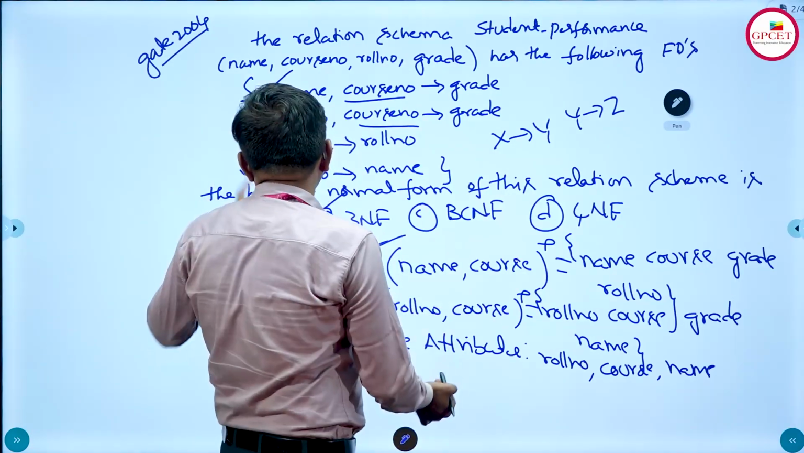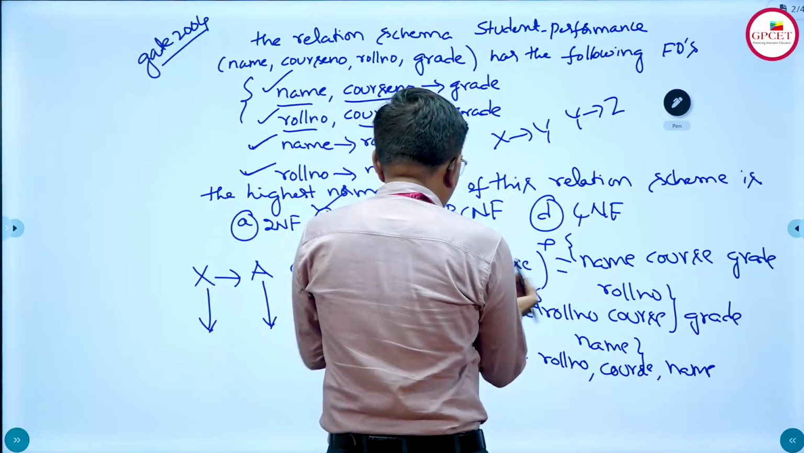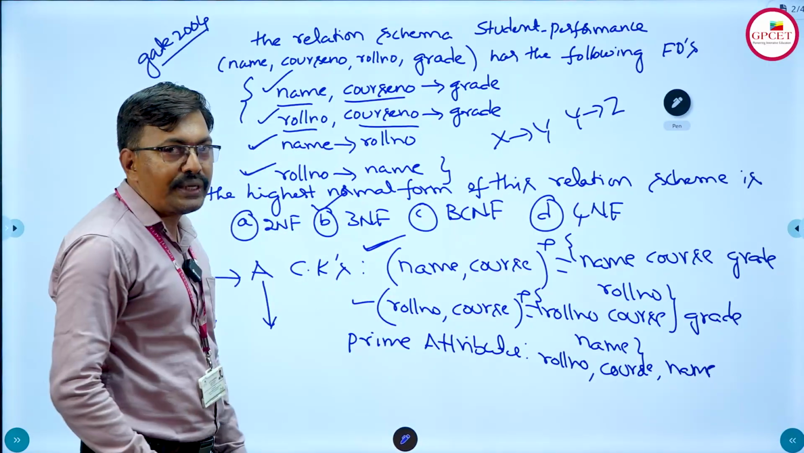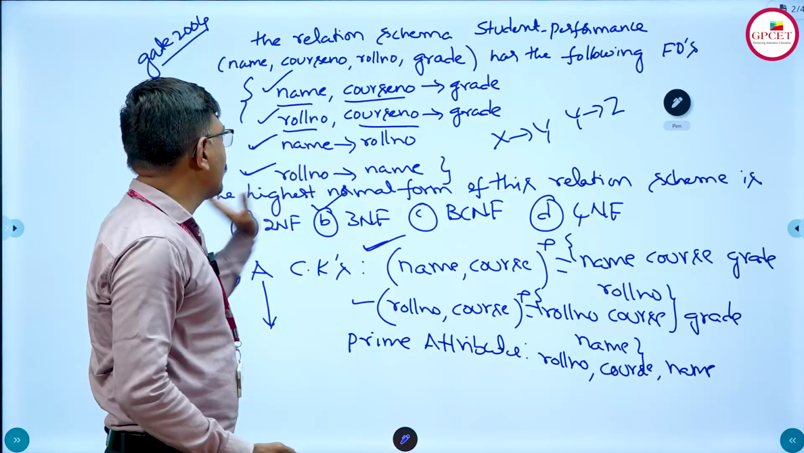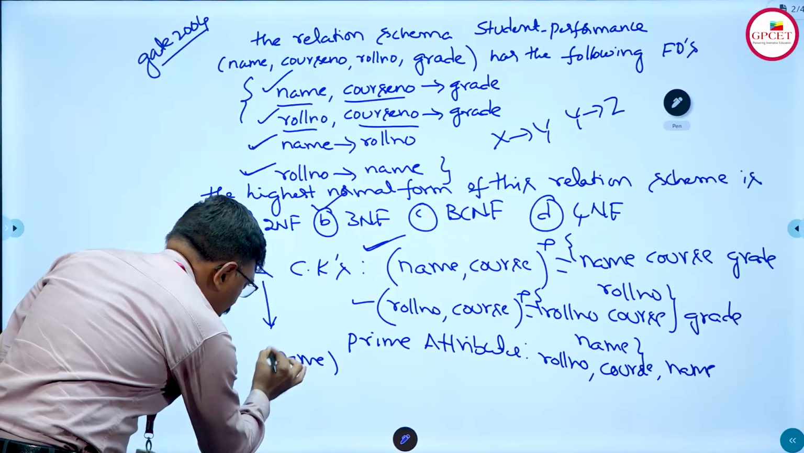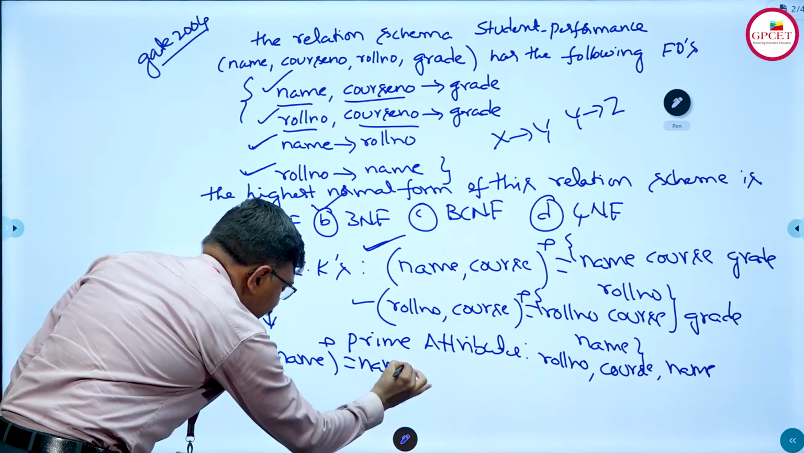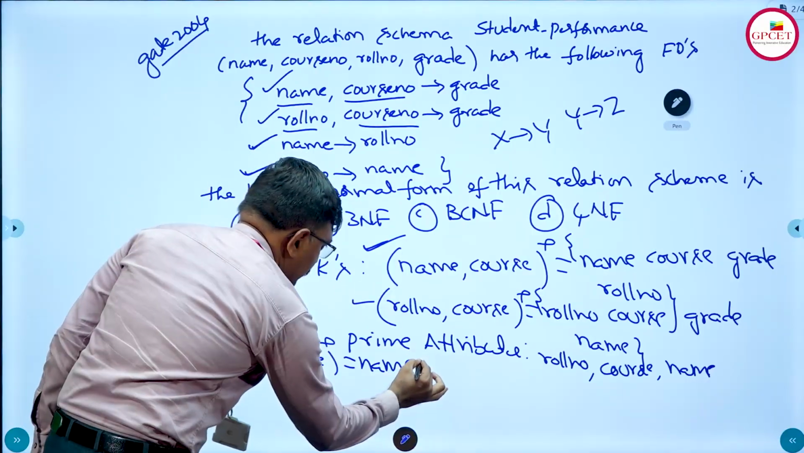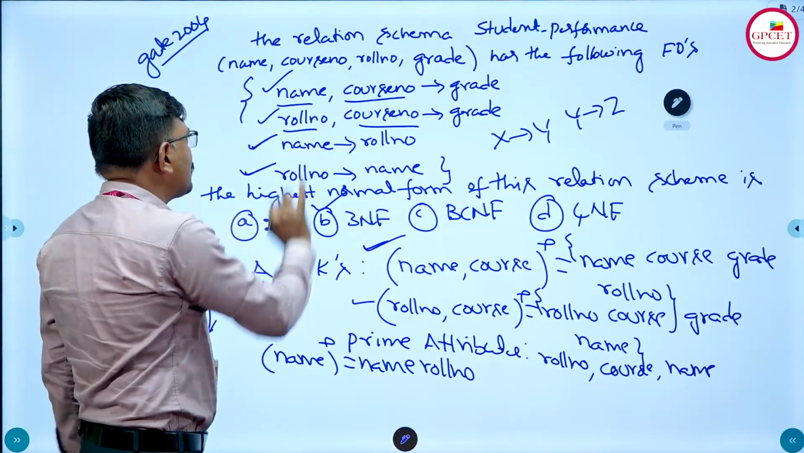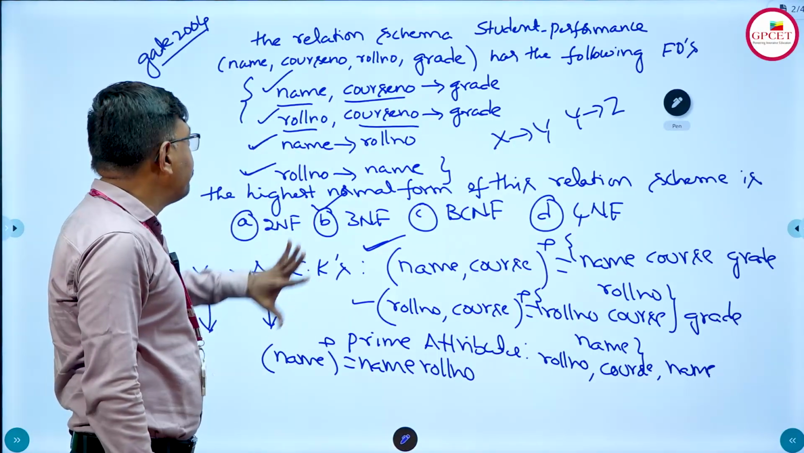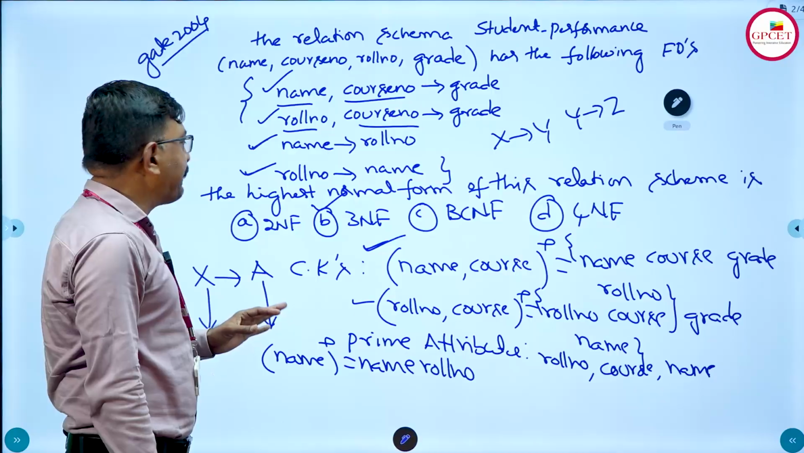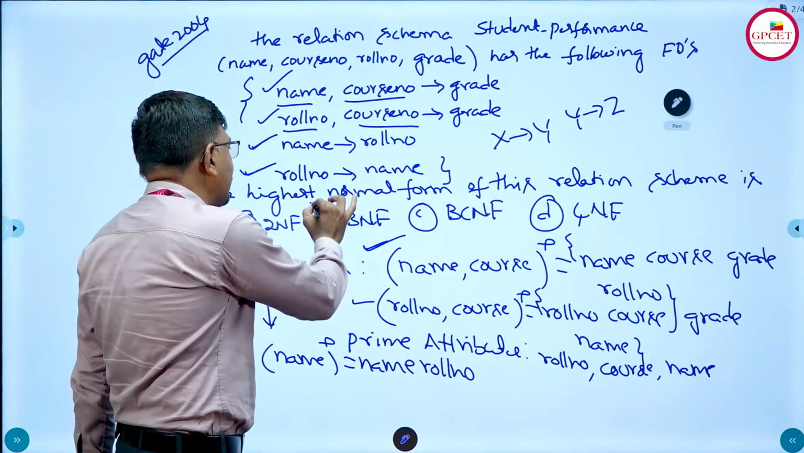And then roll number comma course. Second case, roll number comma course closure. What does roll number course derive? Grade and then name. That's why roll number comma course is also a candidate key. Whereas in the name closure, we cannot get the original relation. Observe here, name closure: first name and then roll number. We cannot get the original relation. That's why name is not a candidate key. Roll number is not a candidate key, but a prime attribute. That's why, according to our definition, either X is a super key or A should be a prime attribute. That's why the given relation R is in the third normal form.